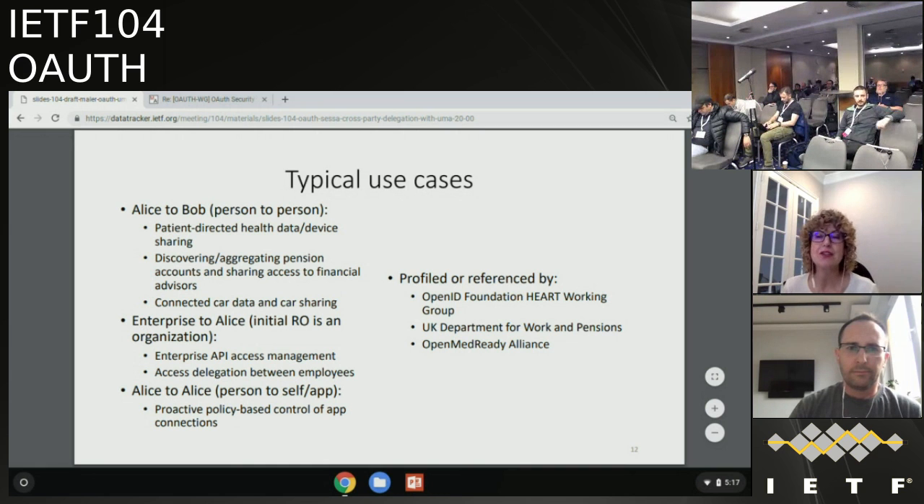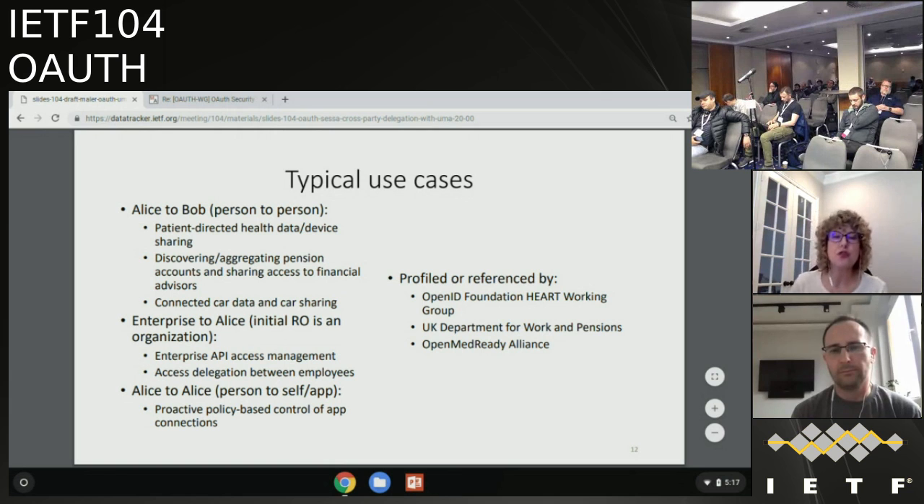But we've seen other use cases arise because it tended to be sort of a generative use case once solved. So enterprise to Alice, so enterprise API access management, and access delegation between employees because the initial resource owner is basically the enterprise, as well as an Alice to Alice use case where you want Alice to be able to proactively set policy for which applications get access to her stuff. And you can see on the right where people have been profiling or pointing to UMA. So those are some use cases.